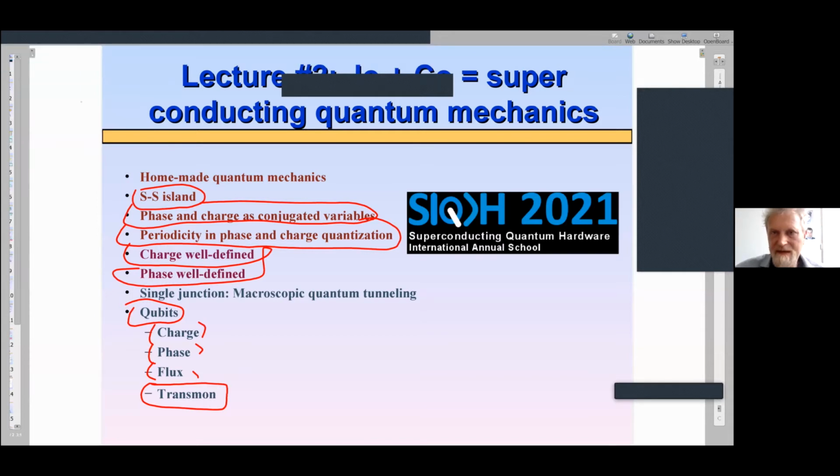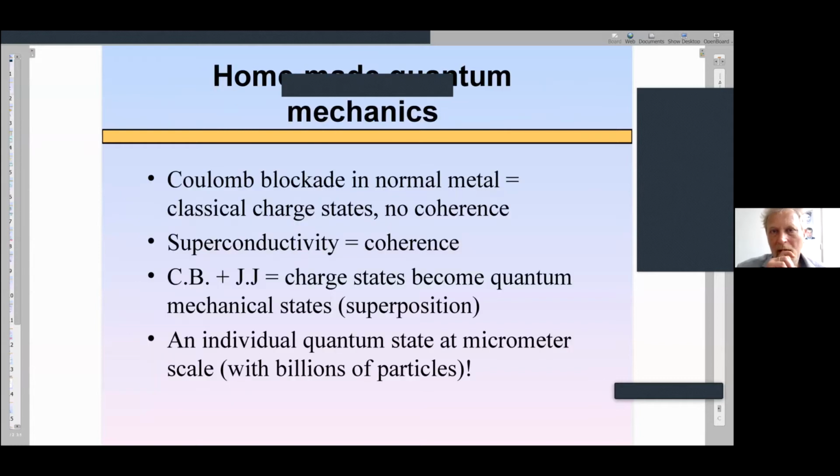So let's go on. Homemade quantum mechanics. We take 2 things we just learned or repeated. We take Coulomb blockade in normal metal. And as I mentioned, in this case, we have discrete states, but classical discrete states very much like sides of a dice or something like that. There is no quantum coherence.